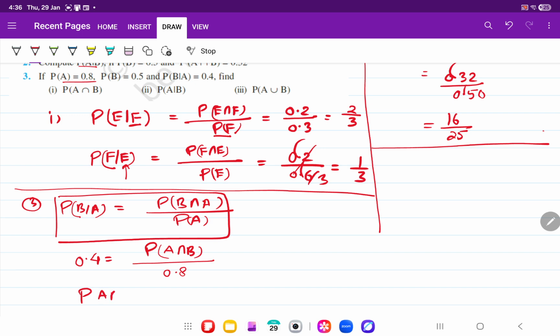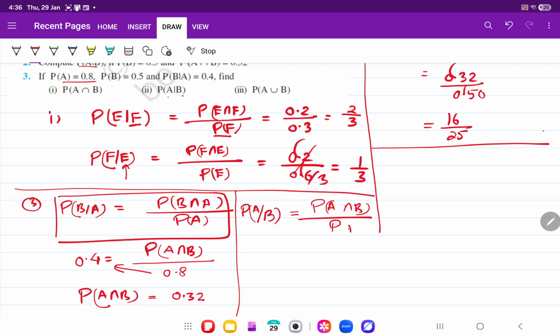So what will be P(A intersection B)? This will go here. If you multiply, it will be 0.32. This is the first answer, correct? First part is done, P(A intersection B). Now they want P(A|B), A when B has happened. So what we can do is P(A intersection B) by P(B), straightforward.